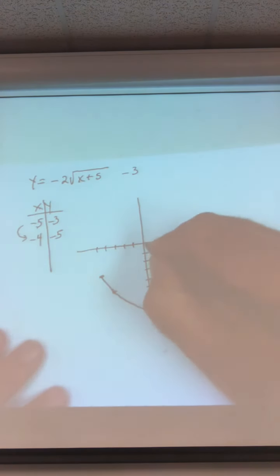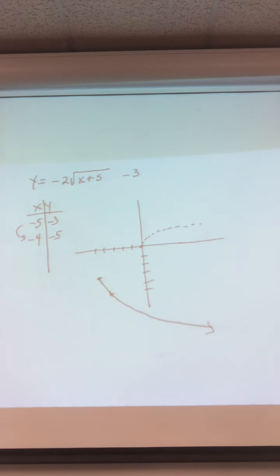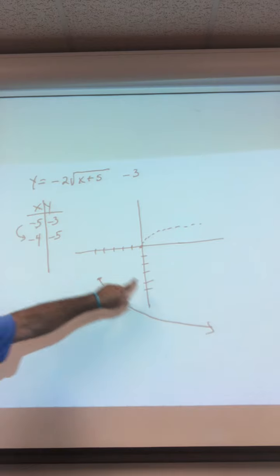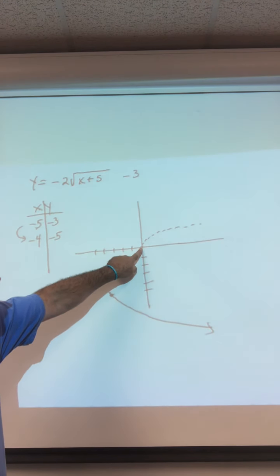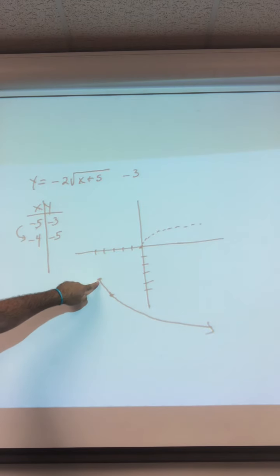Now, let me draw the original, my parent graph. That's what the regular one looked like. Okay, so what did it do to this point? It shifted this point 5 to the left and 3 down.